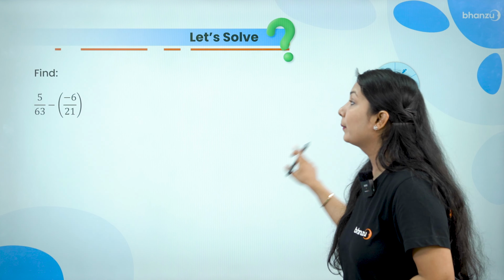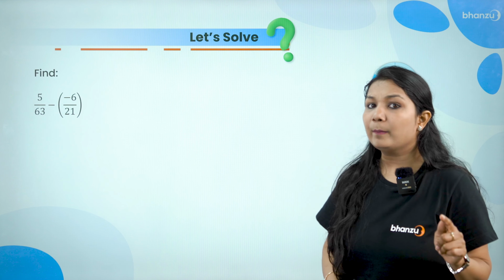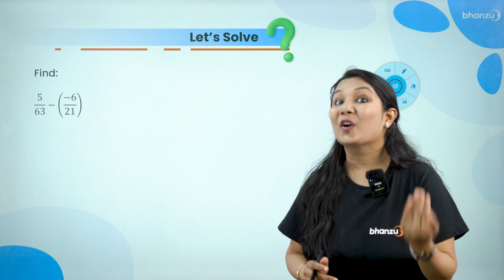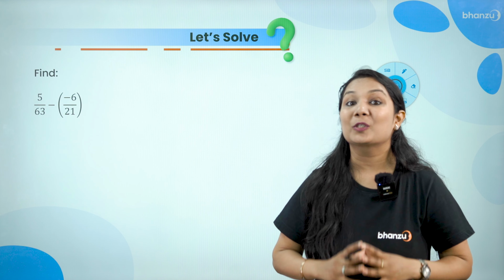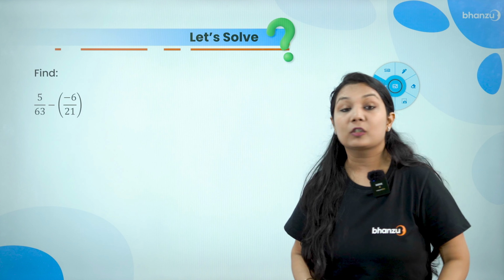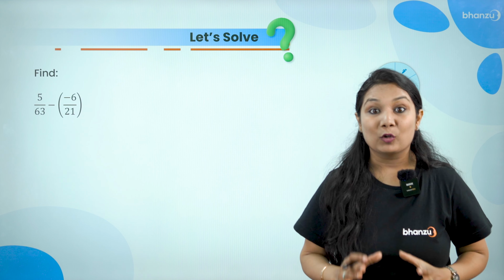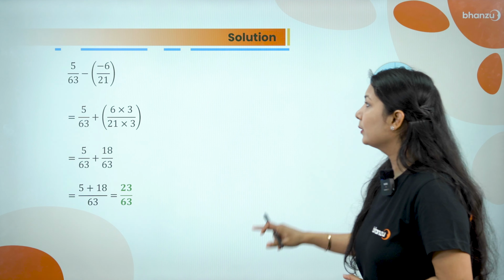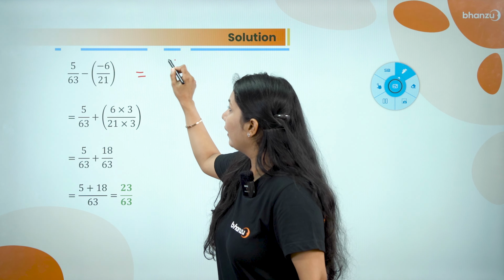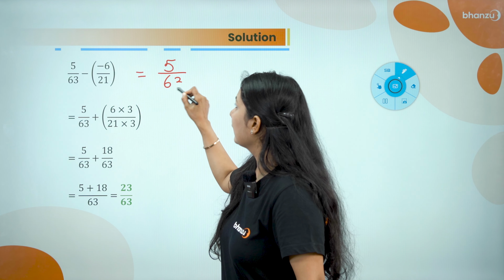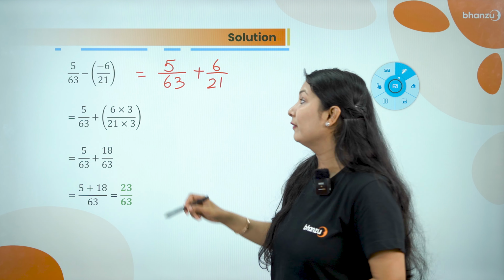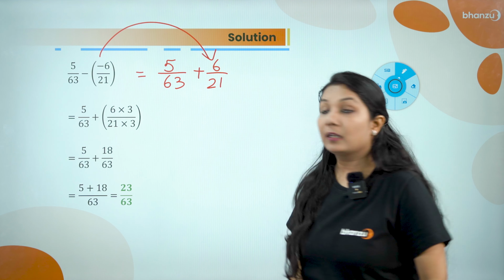Let's move ahead to subtraction of rational numbers. So remember, for this particular concept, we had discussed that you can also add the additive inverse of the second rational number. So what is the additive inverse of minus 6 by 21? It would be 6 by 21. So let's see, if you have the question as 5 by 63 plus 6 by 21, right? We have added the additive inverse of the second rational number.